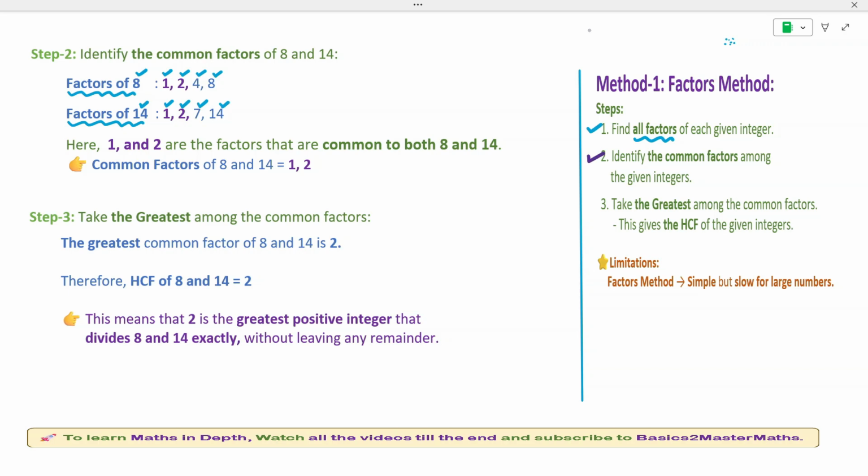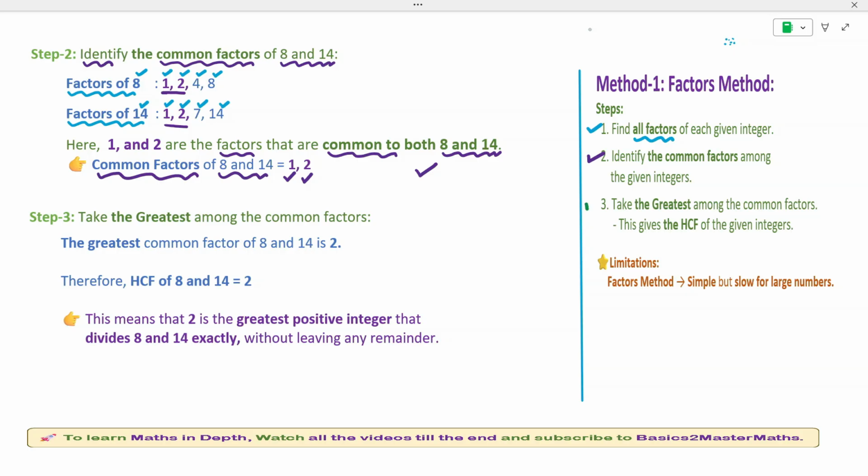Now, let us move on to step 2. Identify the common factors of 8 and 14. Observe here, 1 and 2 are the factors that are common to both 8 and 14. Therefore, common factors of 8 and 14 are 1 and 2. Got it?